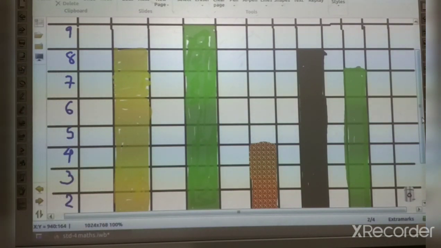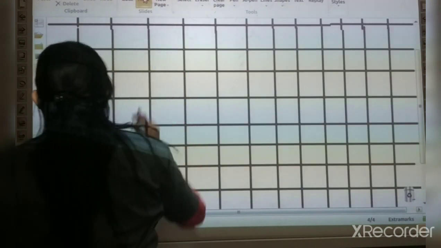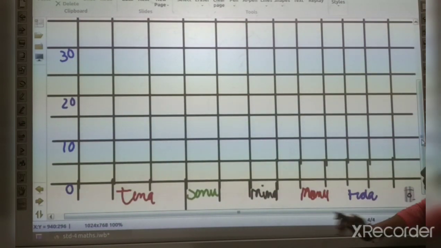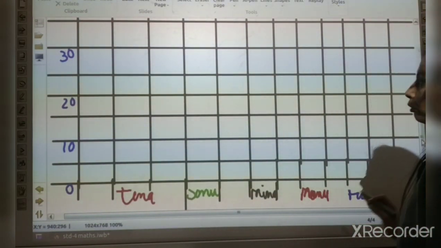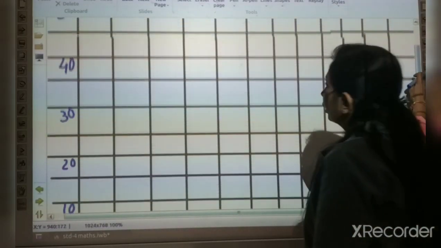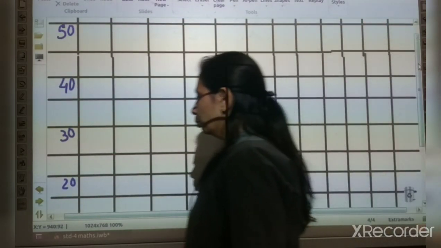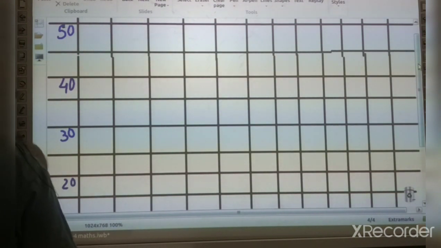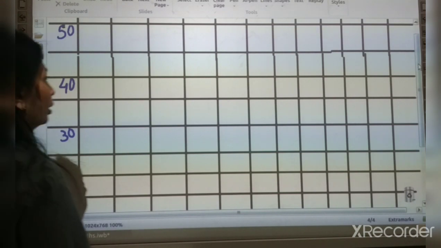Now in exercise C, read the information and draw the bar graph. Look here, marks obtained in the final exam are given. There are 5 students: Tina, Sonu, Meena, Monu and Fida. The maximum marks are only 50. What is the title of the graph? Marks obtained in final exam.